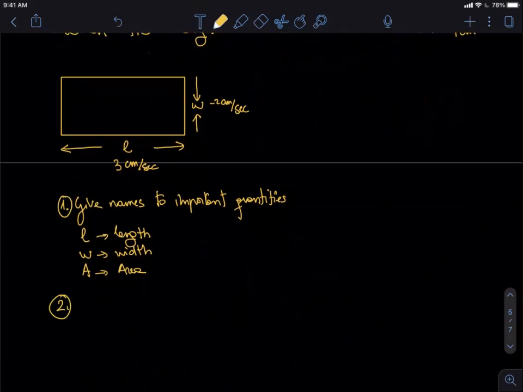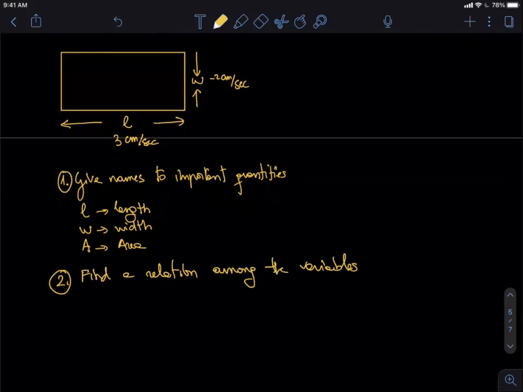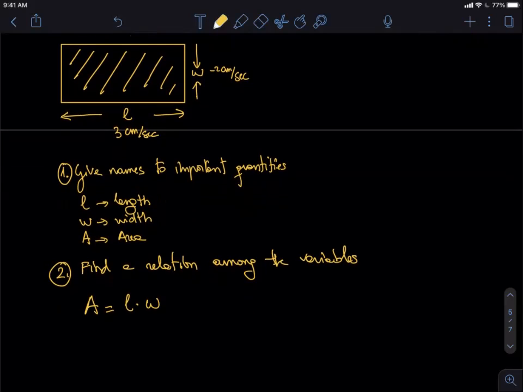Then step 2 will be find a relation among the variables. Again, this is the step that, in the previous examples, we were already given. Okay, we were already given both the variables and the relation among them. In this case, we need to figure it out, but it's easy because we want an area, right? So the area of a rectangle is the length times the width. Okay, so that is the relation we are looking for.